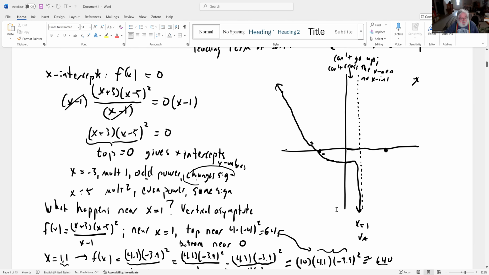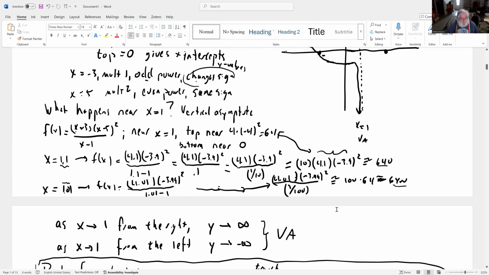Okay, so at a vertical asymptote, we go down. The vertical asymptote, right, as x goes to 1 from the left, y goes to minus infinity. We got that. And from the right, we go to positive infinity. Note that this was x minus 1 to the first as the factor in the denominator. Odd power.